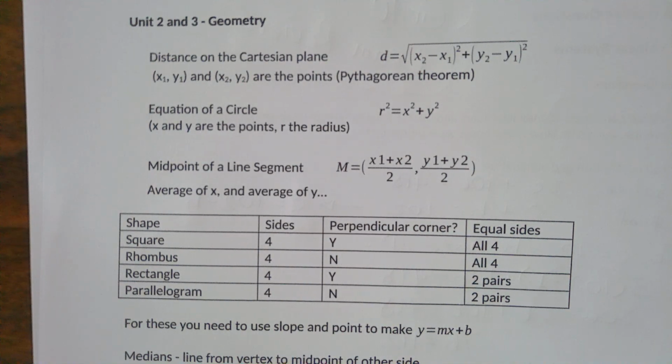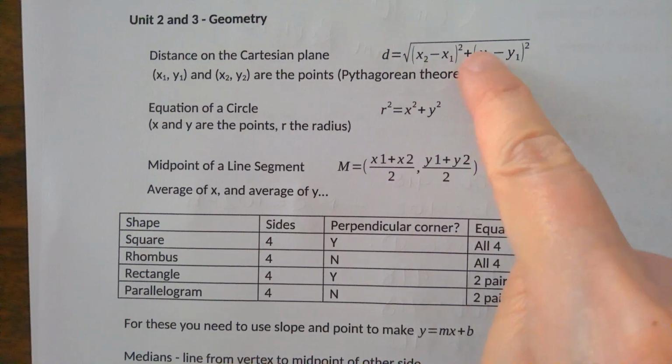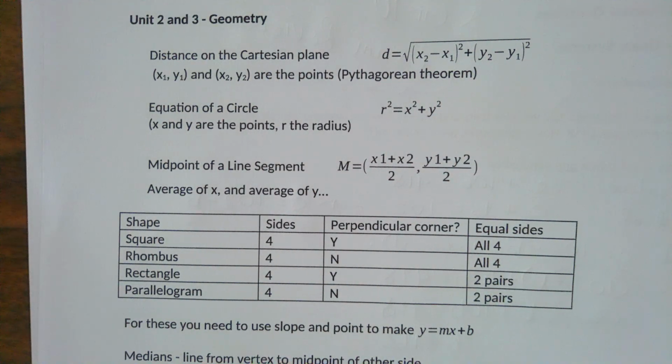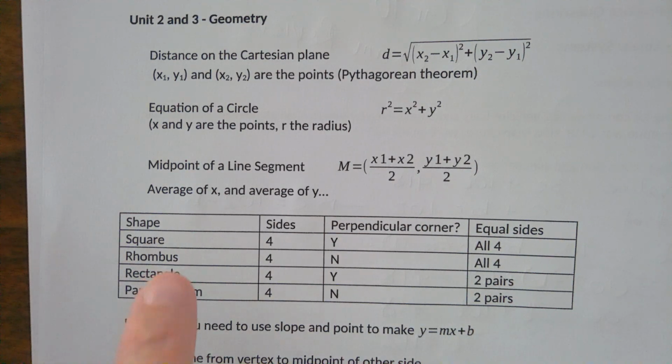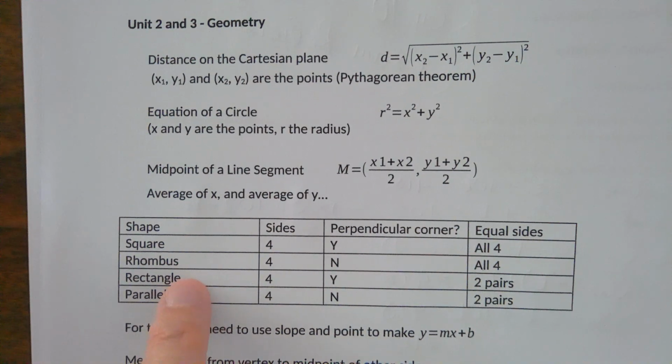Unit 2, we did the distance formula, circle formula, midpoint formula. Do you need to memorize these three formulas? Yes, you do. Okay, so there you go. It's written out for you. Also remember the characteristics of the shapes. That was chapter 3.